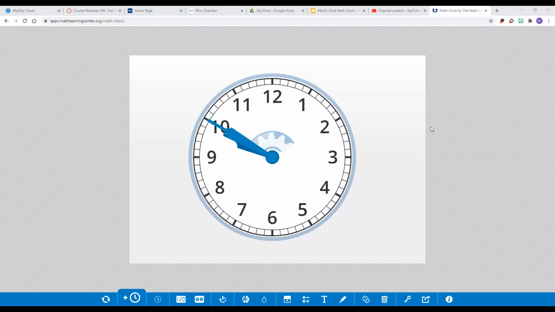This one's a little bit trickier. Remember, it's got to be all the way at the 10 for it to count as 10. So if it's not all the way at the 10, then it goes back one.